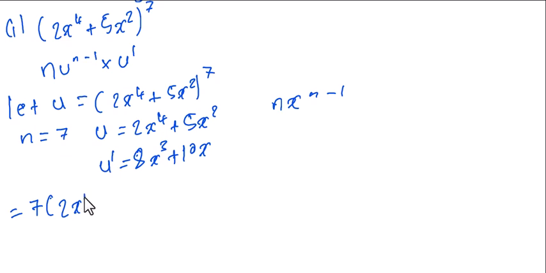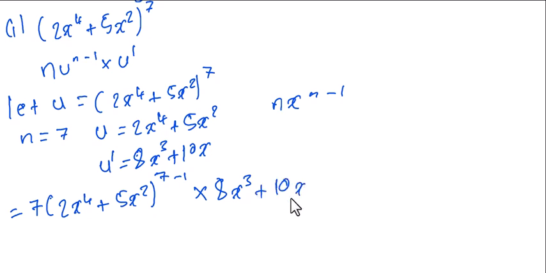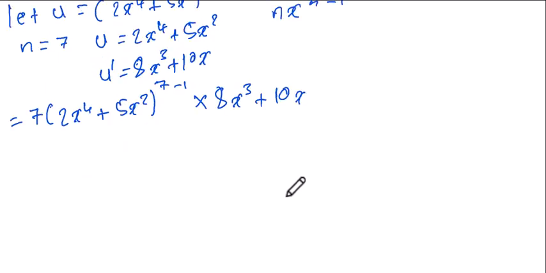2x to the power 4 plus 5x squared. Okay, then minus what? 7 minus 1. Okay, multiplied by our u prime. So our u prime, we found it as 8x to the power 3 plus 10x. Okay, so we scrolled down.